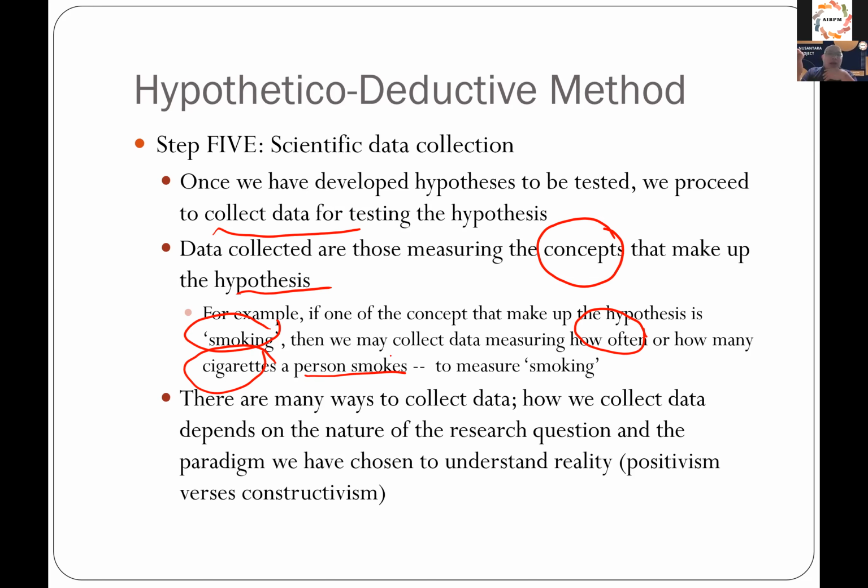So there are many ways to collect data. How we collect data depends on the nature of the question and the paradigm. That means our perspective in terms of understanding reality. Now, guys, data can be collected in a lot of ways. It can be through a questionnaire, through an interview, or through observation. Again, there's no wrong or right, it's all about whether it's suitable to your question or not.